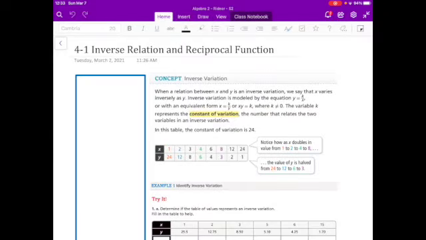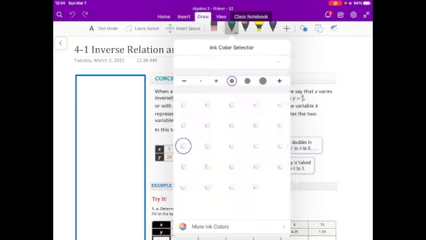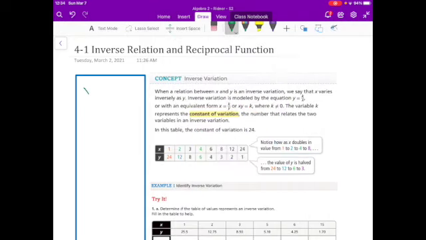4-1, inverse relation and reciprocal functions. So the big concept today is what happens if we have something like y equals k over x, where x is in the denominator. That makes it the reciprocal function. There are 3 ways to write it.